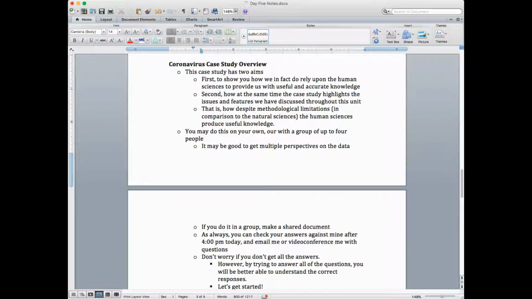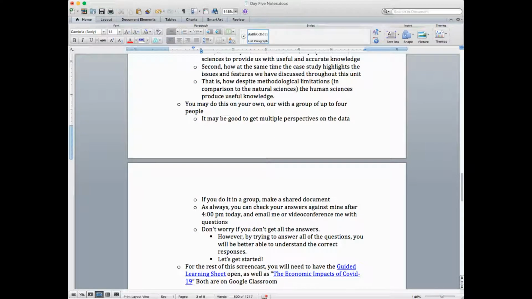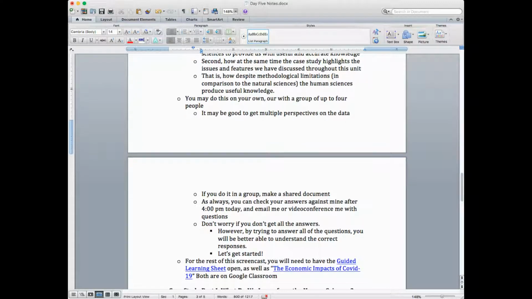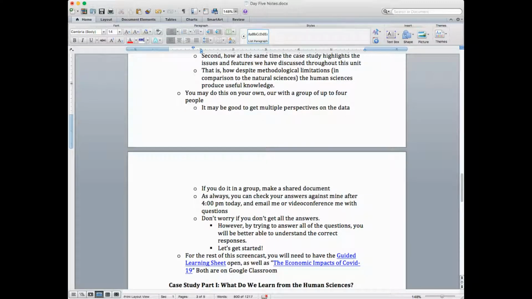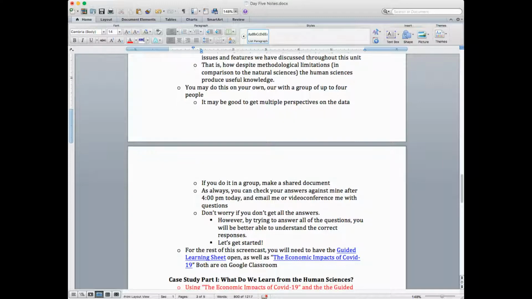Now, there are about 10 questions and there are sub-questions on this. So you may do it on your own. I know some of you like to do that. But you might even want to get a group of up to 4 people, share different parts of this study sheet, put it all in a common document, and ideally talk to each other before you put it down so you get more perspective. As always, you can check your answer. We're going to check our answers right away, and then you'll get a soft copy of it later today.